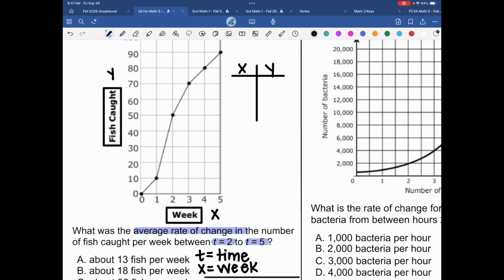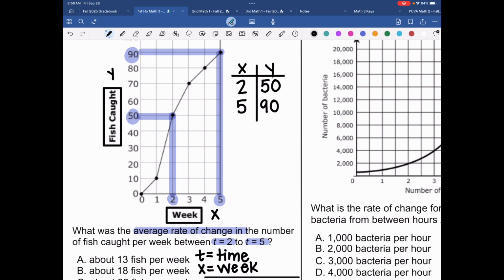All right, so we're going to look at our graph and find the x values for 2 and 5. So we're going to find the time and the fish caught. At 2, we're going to go up until we hit the graph, and we see how many fish corresponds with that. So at week 2, we have 50 fish. Then we're going to do the same thing for week 5. We go up to the graph, see where it corresponds, and that corresponds to 90.